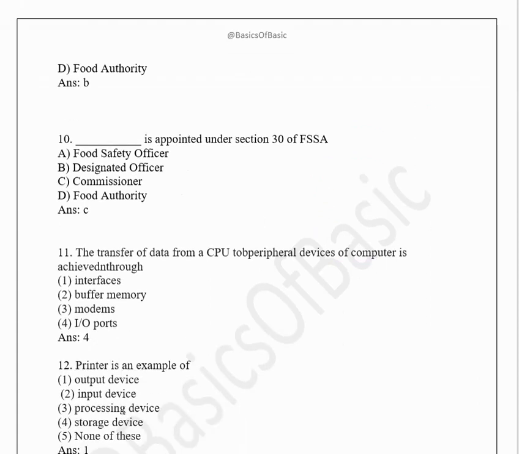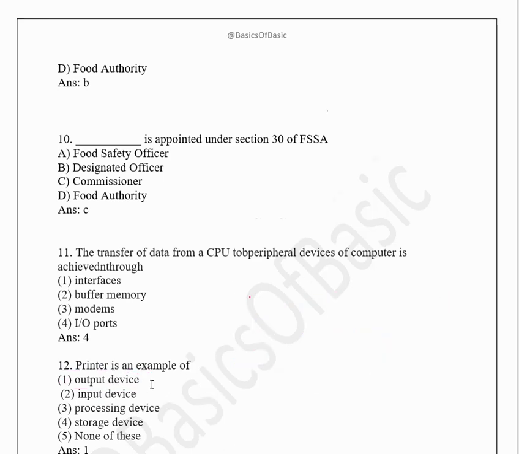Printer is an example of: output device, input device, processing device, storage device, none of these. So it is very simple. From the printer you'll take the printout. So the printout will come out. Anything that comes out is known as an output device. So you can use your normal practical knowledge to answer this question. So it is output device. Okay.